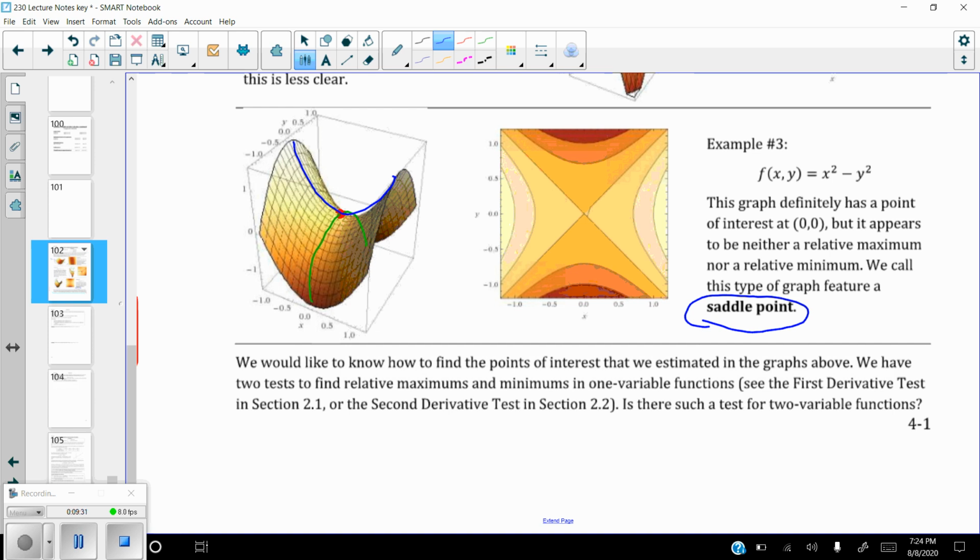Question: is there such a test for 2 variable functions? Well, I've already answered that for you. Yes, there is. So let's go ahead and take a look at that.